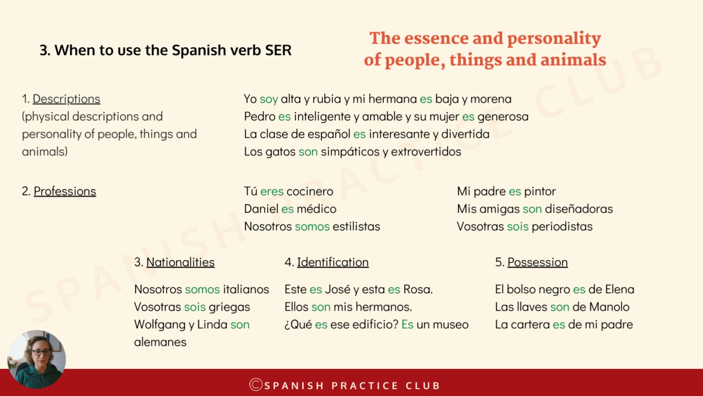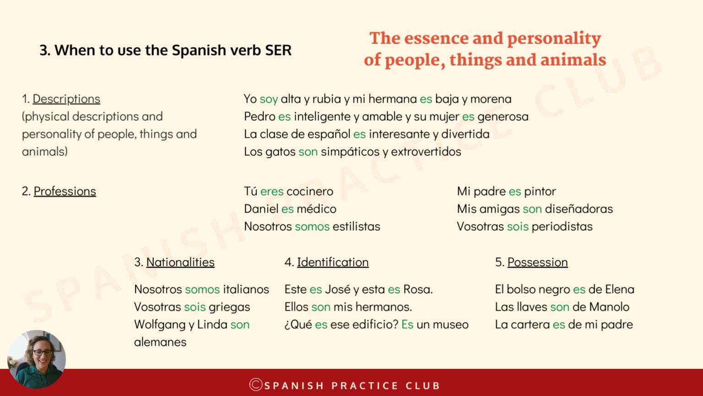Let's have a look at the next one. Pedro es inteligente y amable, y su mujer es generosa. Peter is intelligent and kind, and his wife is generous. In here, I'm talking about non-physical descriptions. In Spanish, we still use the verb ser for those as well.